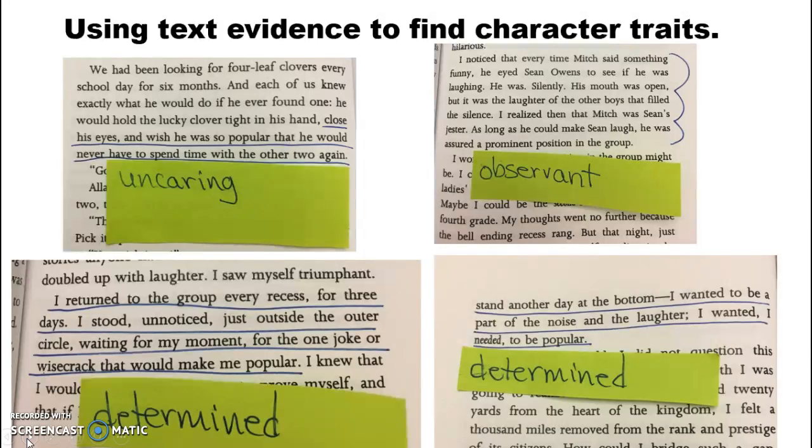So you'll see in the first corner, we see the excerpt that says, "We had been looking for 4-leaf clovers every school day for 6 months, and each of us knew exactly what he would do if he ever found one. He would hold the lucky clover tight in his hand, close his eyes, and wish he was so popular he would never have to spend time with the other two again."